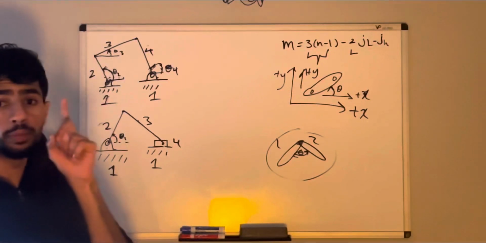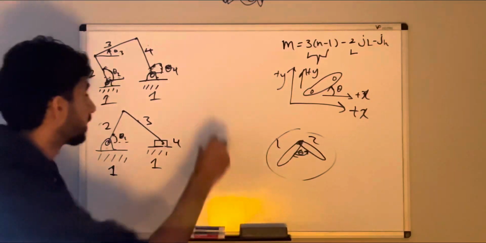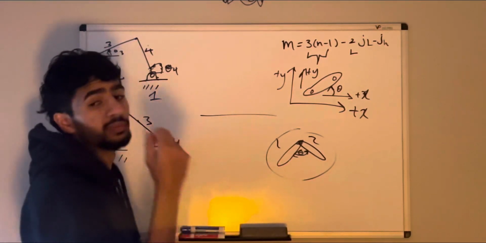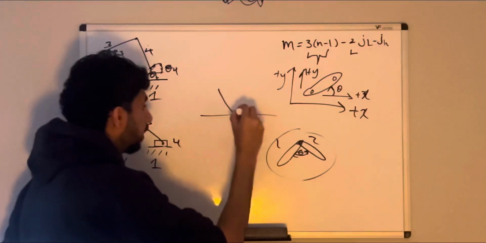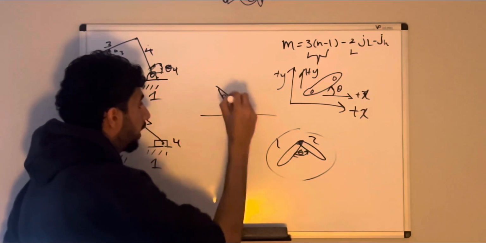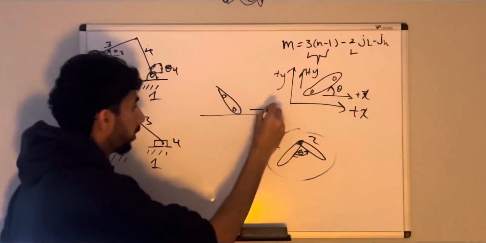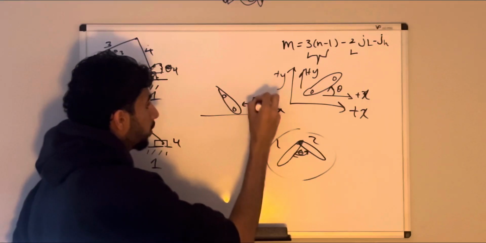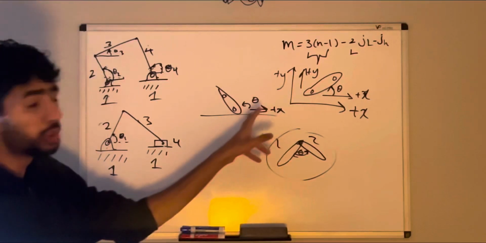This one is minus 1 because it's a higher order pair. Some pairs can undergo 2 degrees of motion. For example, if you look at this link or rigid body on a plate, this can undergo the x motion and it can undergo the rotational motion. So this has 2 degrees of freedom.